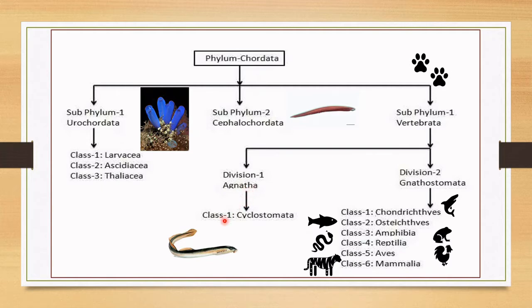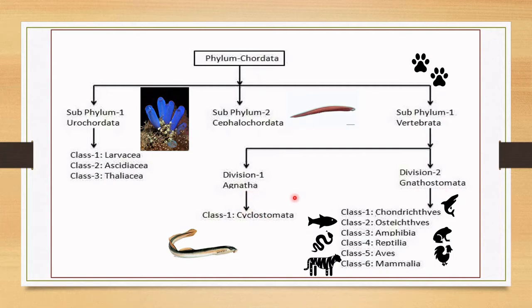Under that, one class is the Cyclostomata. Cyclo means round. Stomata means opening. So it's called a round opening. So look at this. This is an example for Cyclostomata. The mouth is round in shape. Now Gnathostomata: stomata means mouth, and Gnatho means jaw. So there is an upper and lower jaw to guard the mouth opening. So these are called jawed animals.